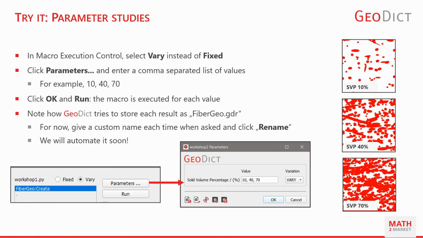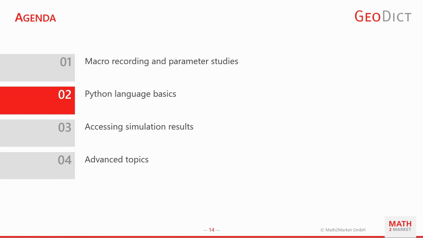Here in the slides we can also see an overview of the 3 generated structures as 2D slices. Here all the fibers got the same color to only focus on the overall density, which of course becomes higher with increasing solid volume percentage. This is the end of part 1. Now we've seen how to record macros and insert variables to them for parameter studies. So it's time for the first break, which gives us time for questions.